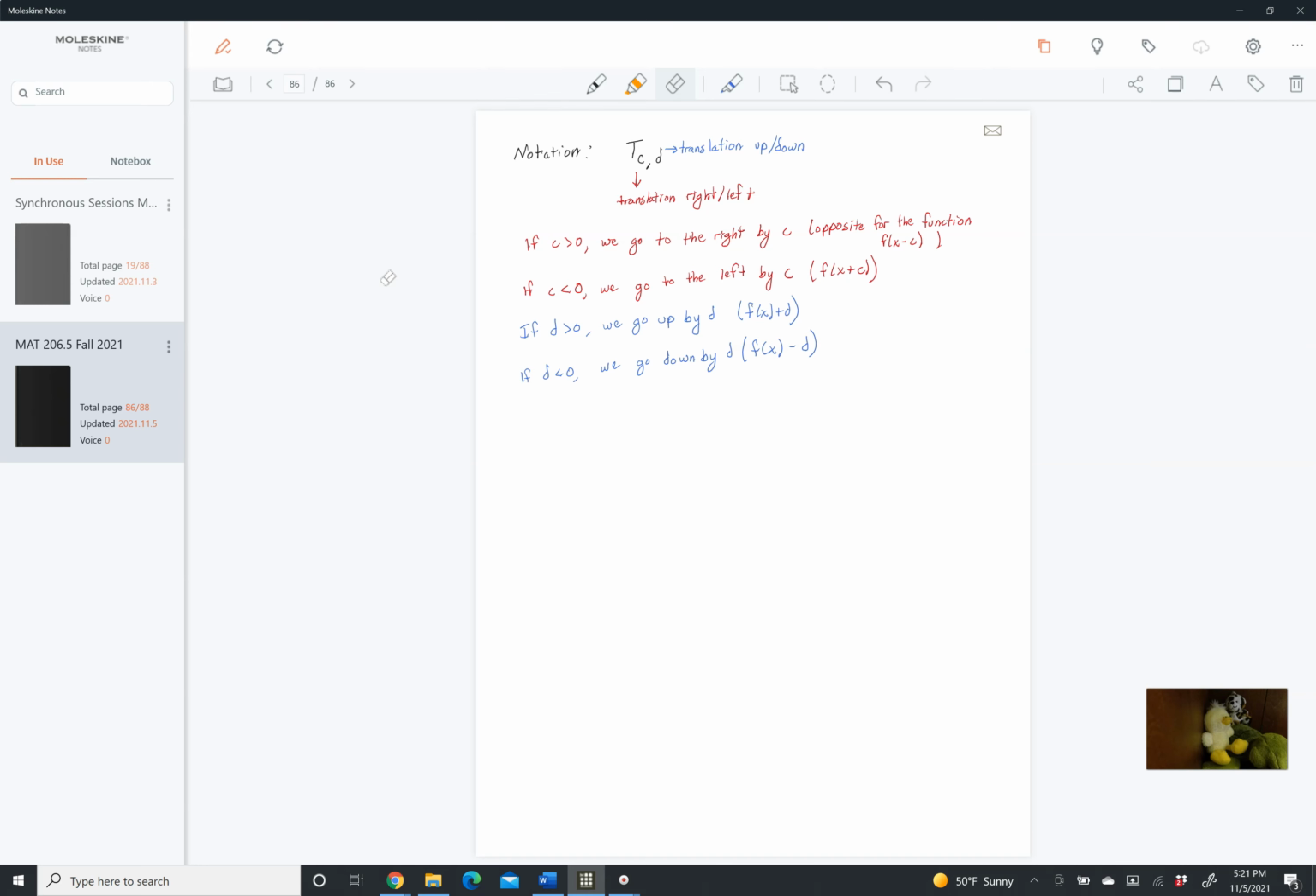Okay, and let's just do some really basic examples here. I'm going to run through these relatively quickly. Please try it on your own. Okay, so let's say that we have f of x equals 2x squared. And we want to translate, this is our notation, 3, negative 5. So what does this mean? This is a translation 3 to the right, down 5.